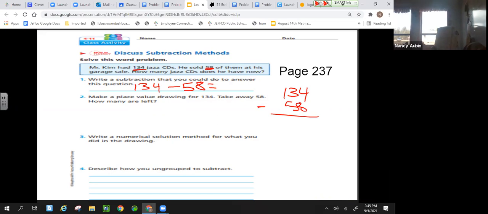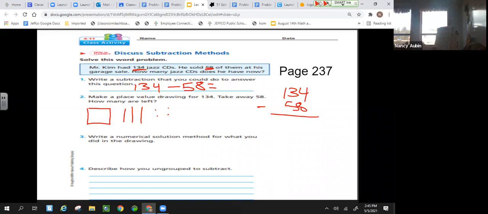And it also says make a place value drawing for this. So we're going to make a place value drawing: 1 hundred, 3 tens, and 4 ones. That's pretty easy. Then it's telling me to take away the 58.